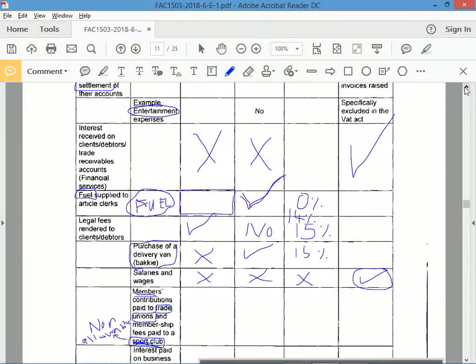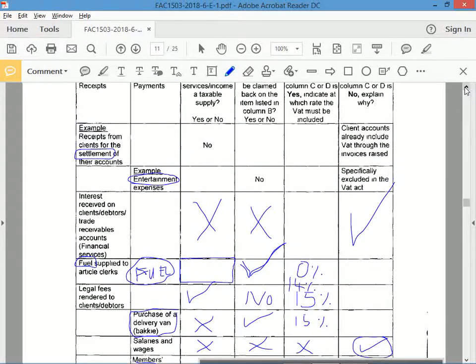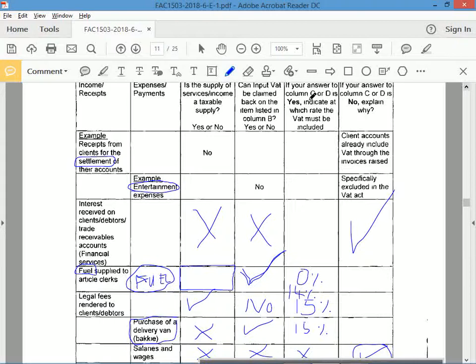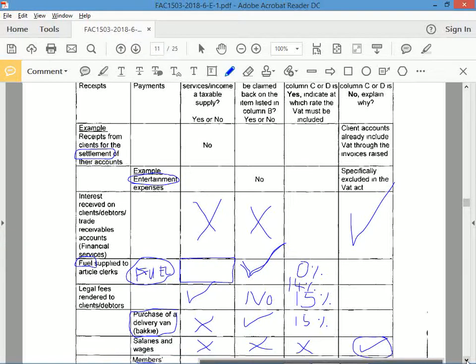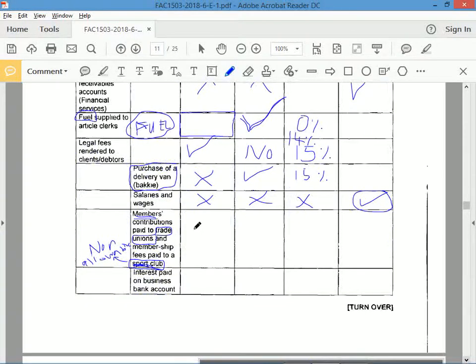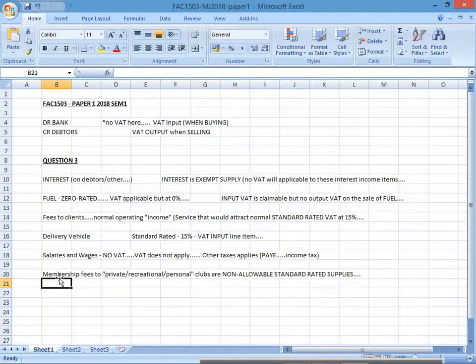So if you had to tick a column here or write down yes or no, income, that would be no. Can input VAT be claimed back on the item? That would be no. And then you would use the last column to write in why. Okay, so that'll be a no, that'll be a no, and then you need to write in an answer there. Okay, and I would write in what I wrote down here.